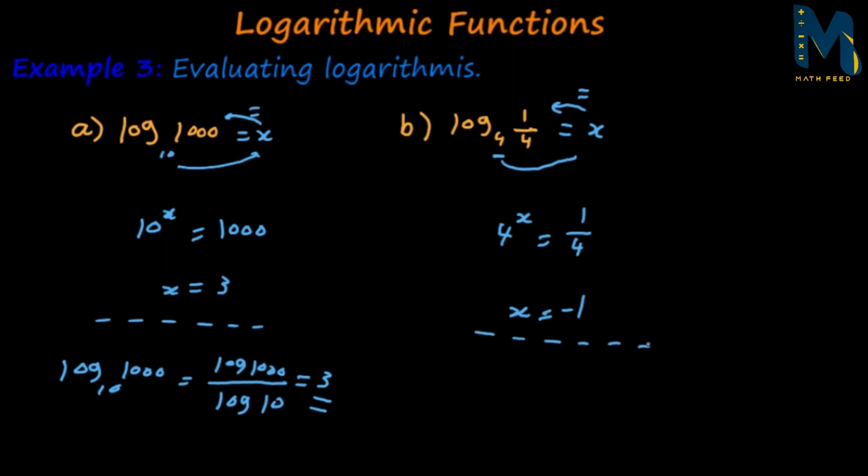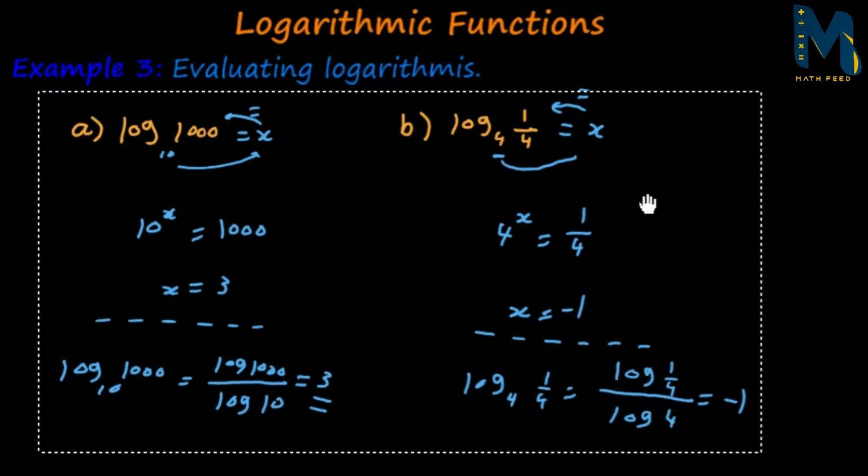And the second way, if you have a calculator, you can simply use this way. We have log base 4 of 1 over 4 equals log 1 over 4 divided by log 4. As you see, we change both bases to 10, so that's why we can solve it, and it equals negative 1 if you do it by a calculator.